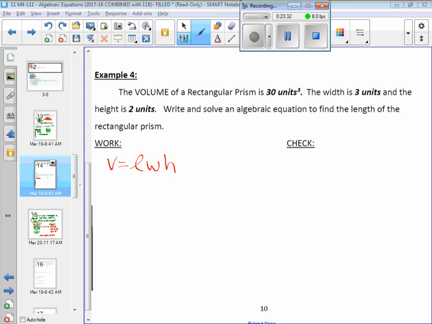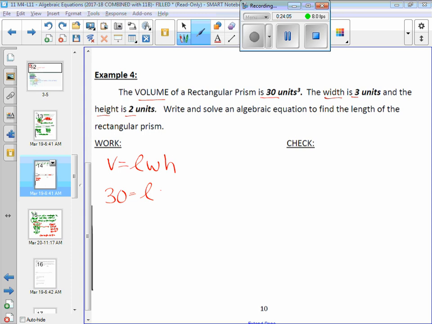What is the volume? Do they give you width? Do they give you length? No, they don't give you the length. The length is what you have to find, right? They give you width and they give you height. Okay, so we are going to substitute in what they give us. They give us volume, and that's, oh, sorry, 30. Length we don't know, so we're going to keep that L.